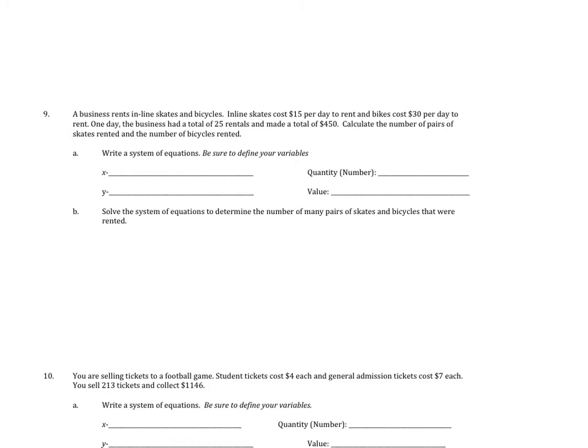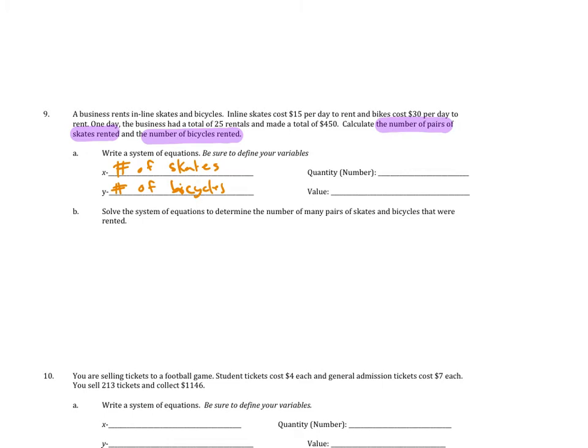So another way that they'll give you the hint of what the variables are is by asking the question. Calculate the number of pairs of skates rented and the number of bicycles rented. The things you're trying to find, those are your variables. So my x is going to be the number of pairs of skates, and y the number of bicycles. Okay, so then I need to use the information to get two equations.